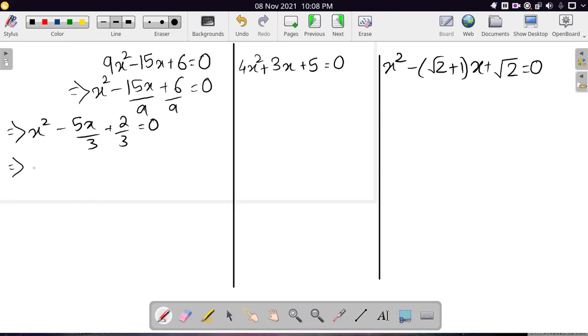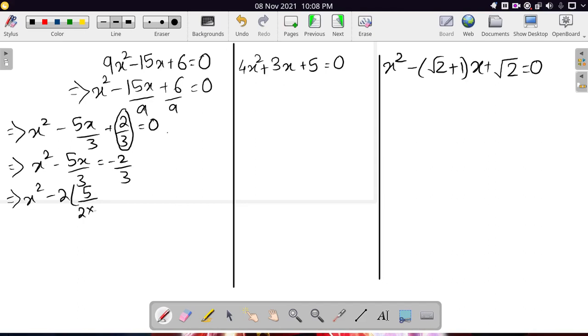Now what we will do? Now our next step was to take the constant term to the right hand side. So what we will do? We will take x square minus 5x by 3 is equal to minus 2 by 3. We took it to the right hand side. Now what we will do? Now we will do that thing. We will divide the equation and we will multiply it like this, minus 2 by 3.